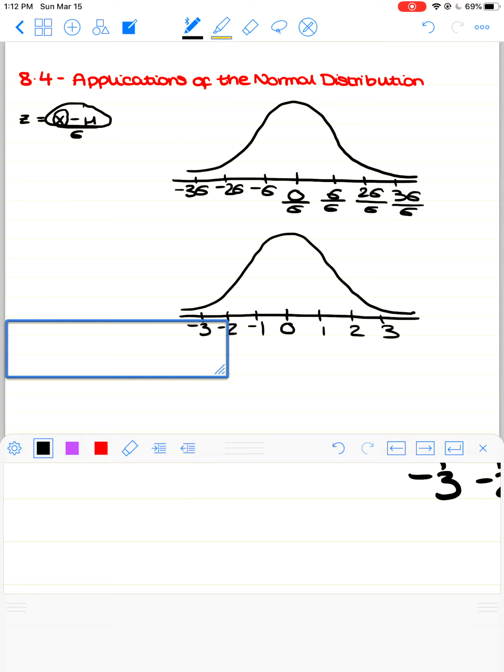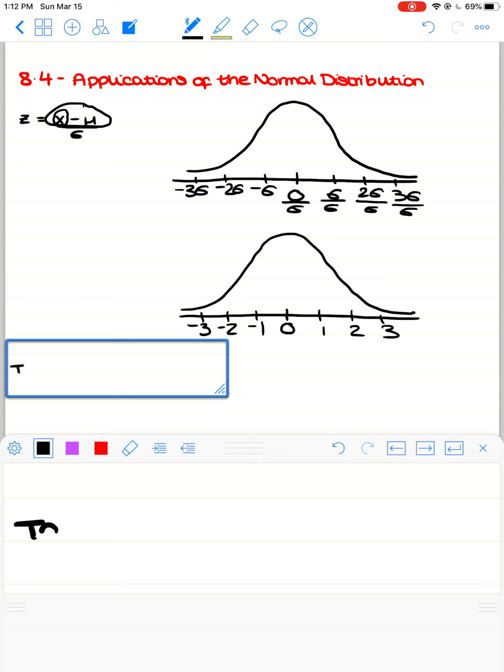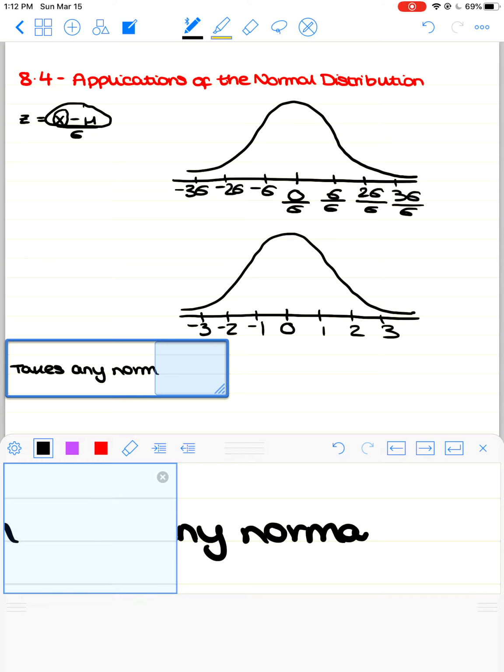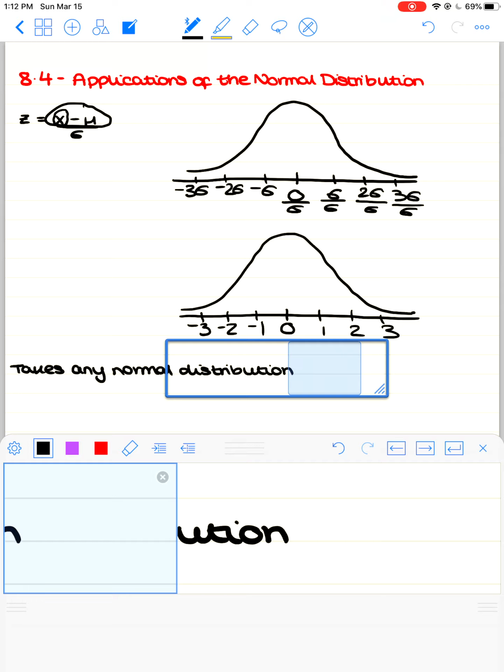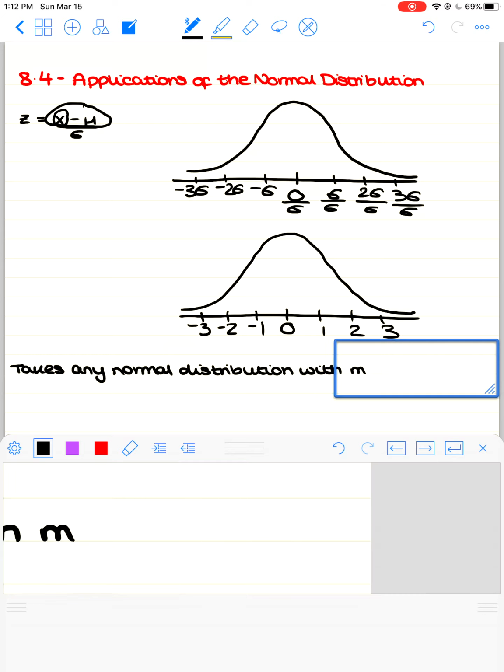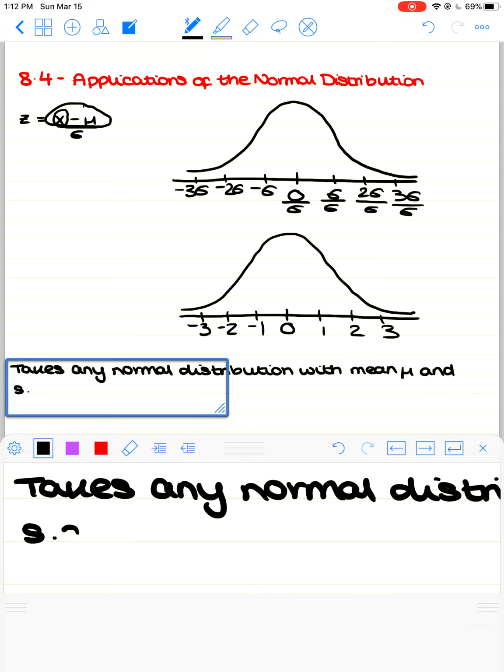It takes any normal distribution where you have this mean of mu, okay, so the mean could be anything you like, it does not have to be 0. And again, a standard deviation, we'll call it sigma, where sigma can be anything, it doesn't necessarily have to be 1, and it brings it back to that standard normal distribution, that Z distribution that has that mean of 0 and standard deviation of 1.